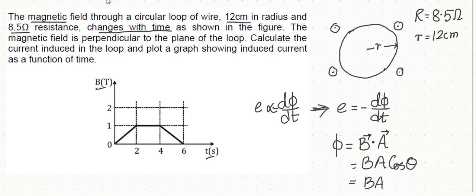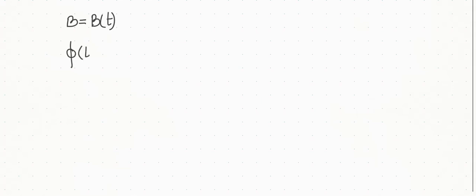But here this phi is a function of time because the B is a function of time. So let us write this. Here the B, that is the magnetic field, is a function of time. Since the magnetic field is a function of time, then obviously due to this, phi of t, that is the magnetic flux, is changing.